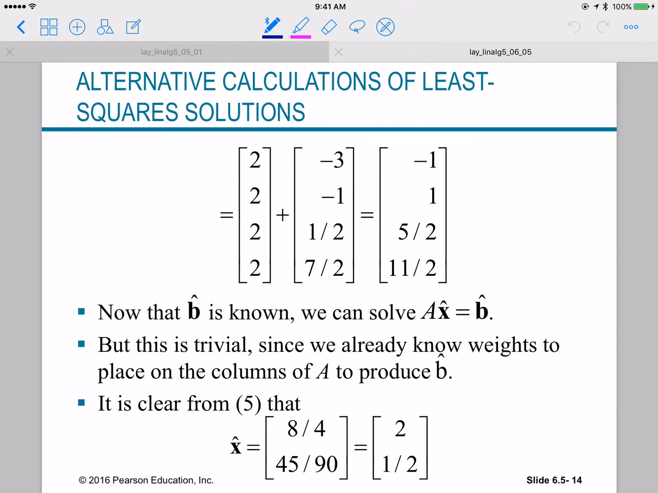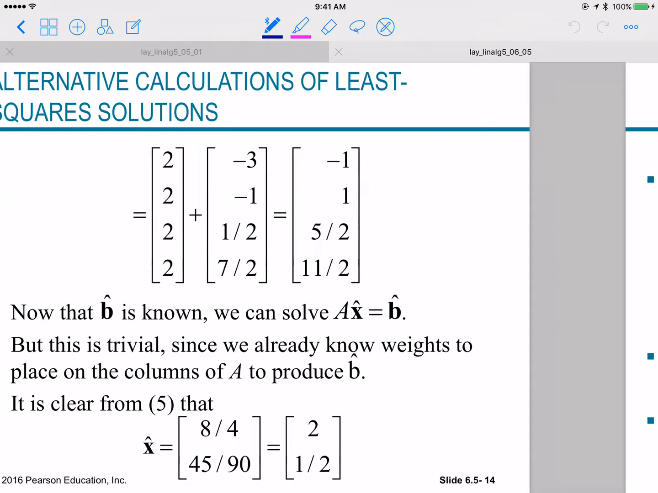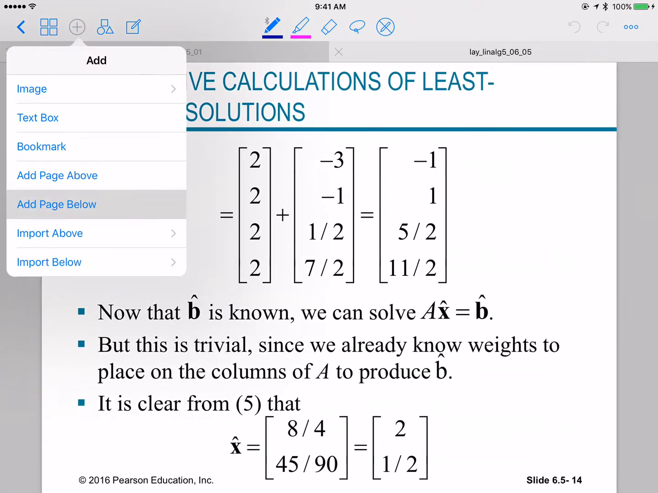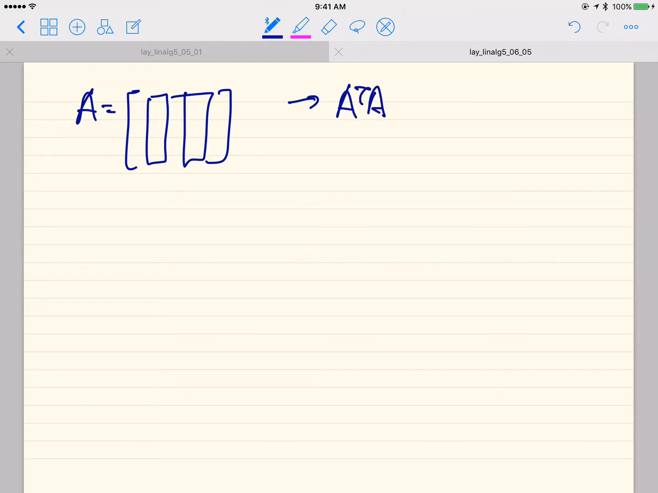And then let's try to construct our normal equations anyways. So A had these two columns, which are orthogonal to each other, and in that case, let's just try to construct this normal equation. What will be this A transpose A?